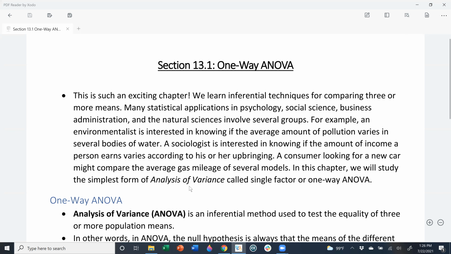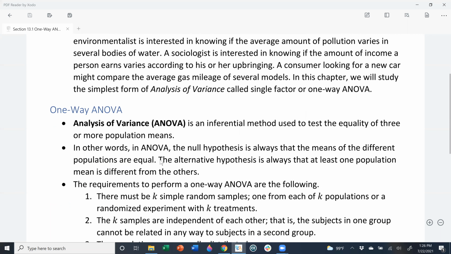In this chapter, we will study the simplest form of analysis of variance, called single factor or one-way ANOVA. ANOVA is analysis of variance. A one-way ANOVA is an inferential method used to test the equality of three or more population means. In ANOVA, the null hypothesis is always that the means of the different populations are equal. You could set that up as mu1 equals mu2 equals mu3 equals and so on, however many different population means.